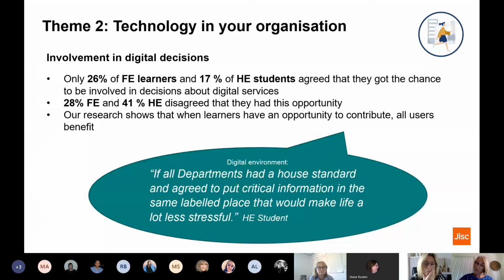This is a bit of a sobering stat, because I do think that with all the work we've done over the years at JISC in terms of student partners, and the role of the surveys, which in itself is to empower learners to feel they can ensure their voice is heard in relation to developing the digital environment, you'll see the percentages of learners and students that feel they have got the chance to be involved in digital decisions is still quite low.